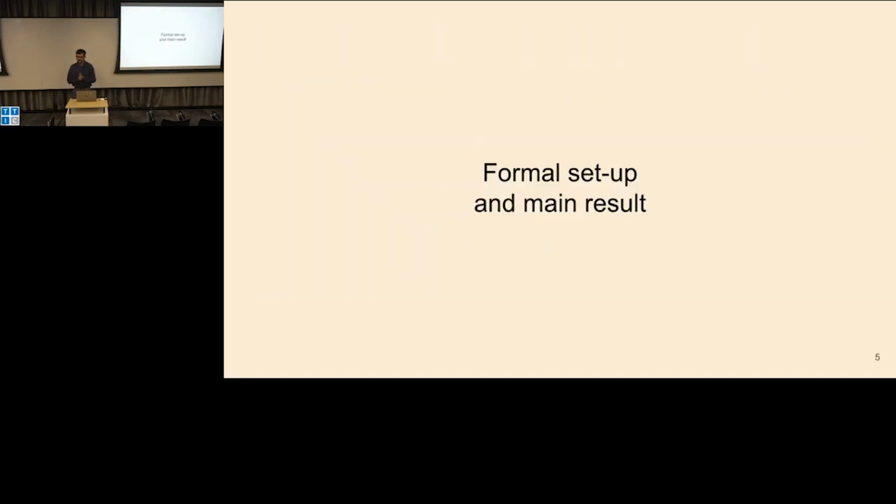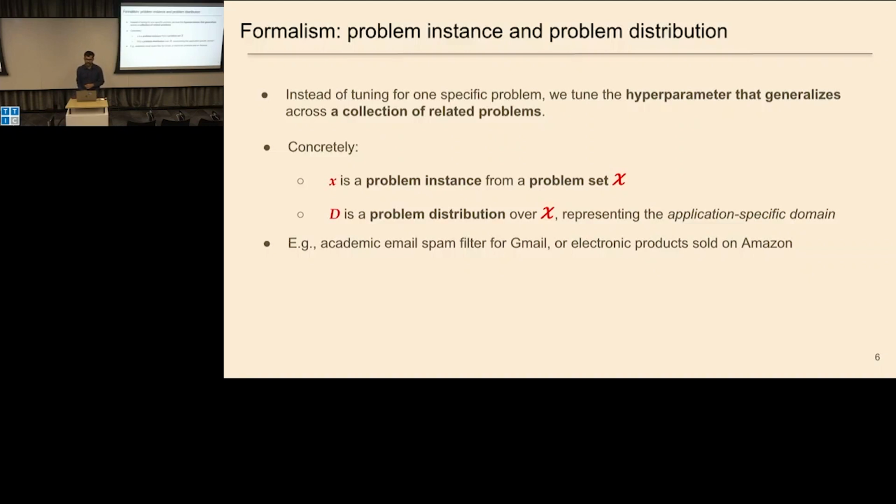So with that motivation, I'll go on and talk about this basic formal setup which we will work with and introduce the main result that we have. Instead of tuning for a single specific problem, this is where we start capturing this transfer aspect. You tune hyperparameters that generalize across a collection of related problems. In some sense, you could also apply this result to cross-validation on a single data set, but it's much more general. It allows you to do cross-task learning. So you can learn a hyperparameter which works well over a collection of tasks.